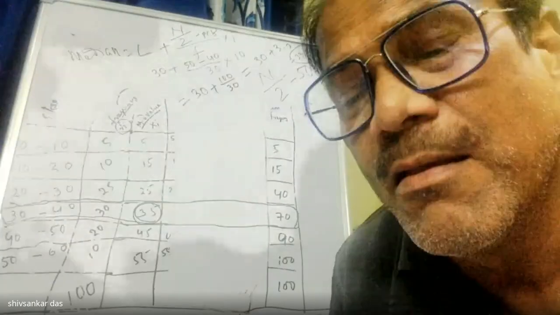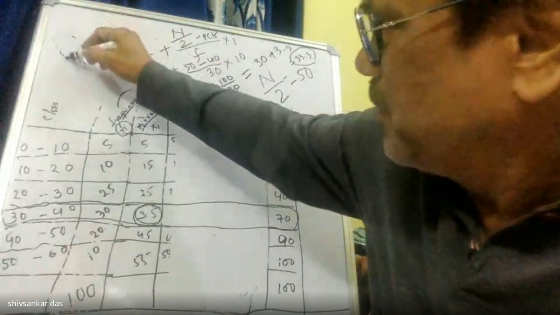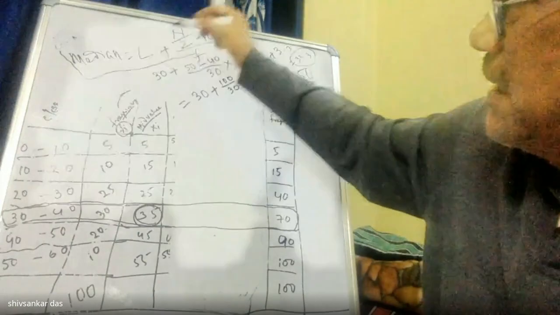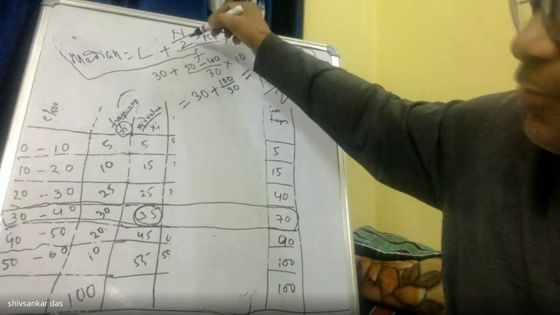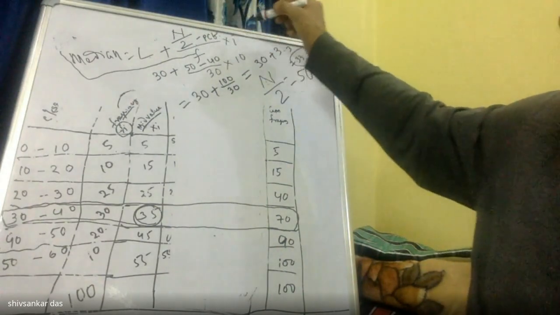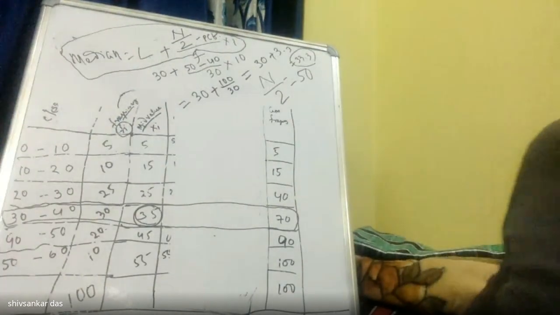Clear? So you see the formula, mark the formula. Median is equal to L, the lower limit of the median class, plus n by 2, the total strength divided by 2, minus previous cumulative frequency, into the class width, divided by its own frequency. Okay, then I'll go on.